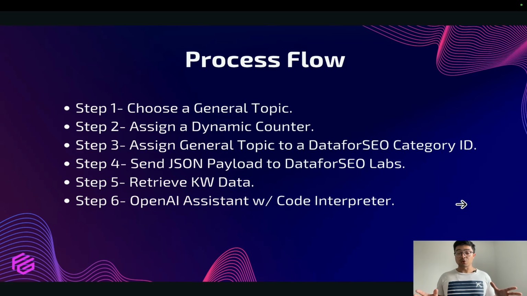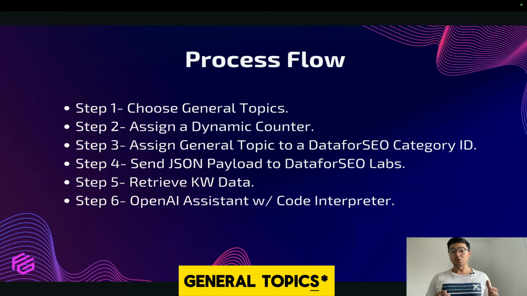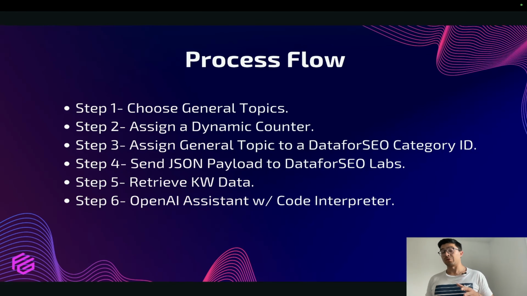This is how the process works, right, in a nutshell. So we will choose a general topic. And then on step 2, what we do is that we assign a dynamic counter, okay? This is literally just a number that goes in a loop, okay? So if we have 5 general topics, we're going to have the numbers 1 to 5, right? So 1, 2, 3, 4, 5, and then we're forcing it back to 1 in a loop, okay? And so on and so on.